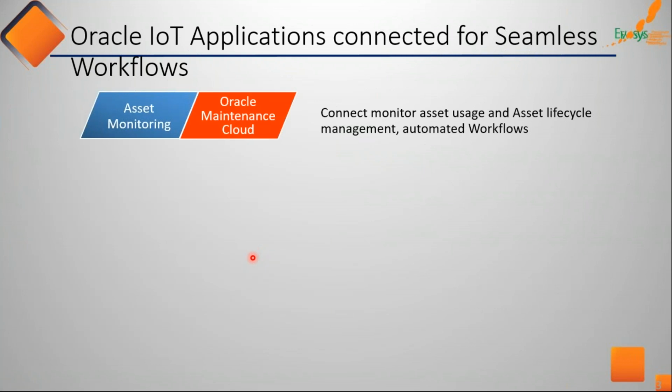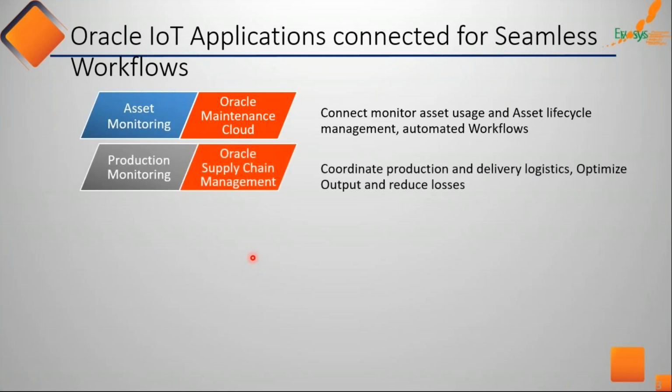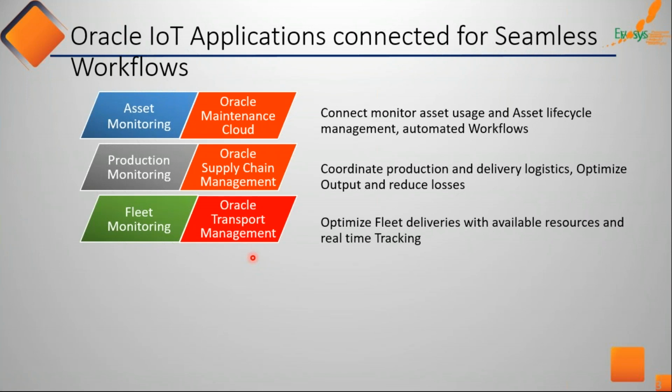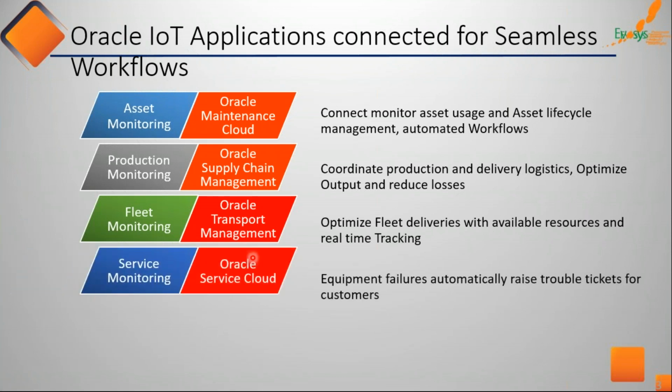Now, in a supply chain environment, IoT applications have a seamless workflow to the backend application, where asset monitoring connects with the maintenance clouds to monitor asset usage, asset lifecycle management, and automated workflows for work order generation. Production monitoring cloud integrates with supply chain management to coordinate production, delivery, and logistics, and optimize your production output and reduce losses. Fleet monitoring integrates with your OTM cloud.